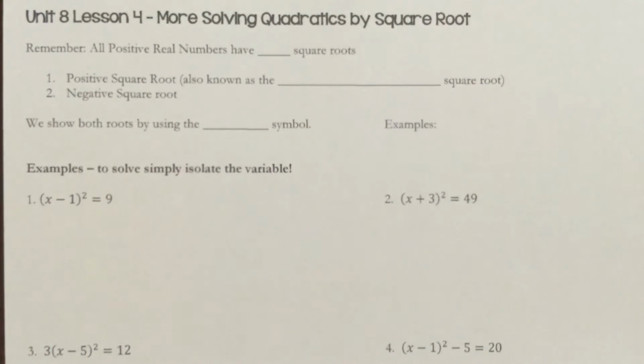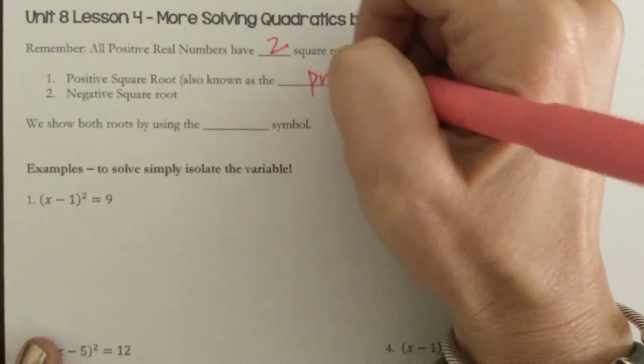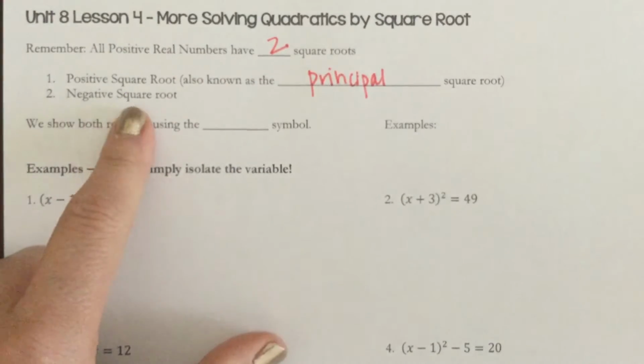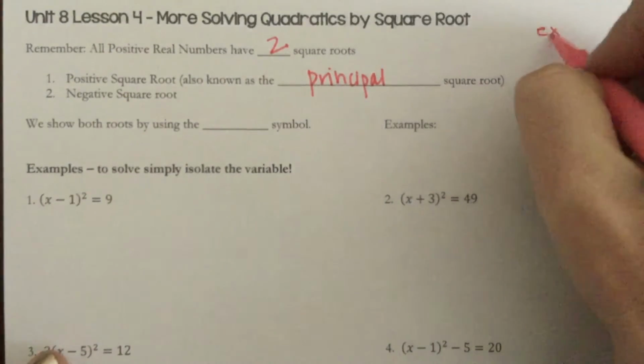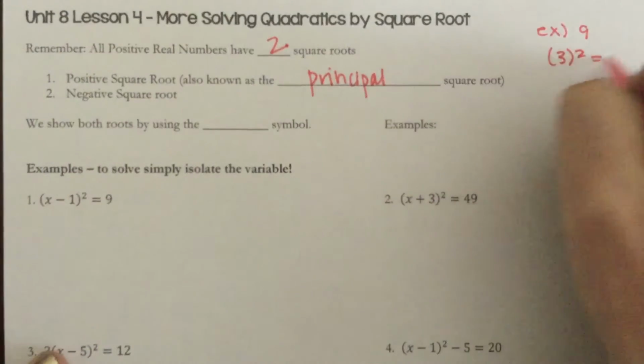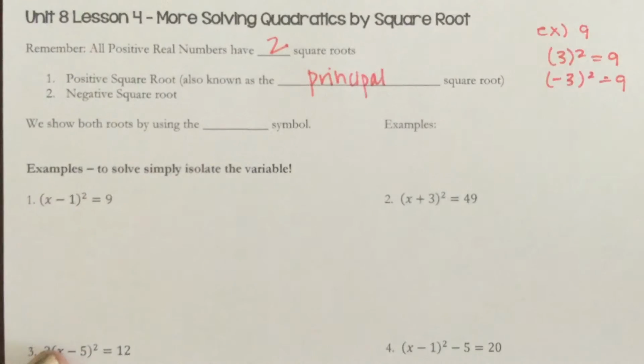Today we want to finish our conversation about solving quadratics by square root. If you'll recall from the video yesterday, all positive real numbers have two square roots. The positive square root, which we said was known as the principal square root, but also there is a negative square root. So for example, if we have the number 9, there are two different things that we could square to make 9. 3 squared makes 9, but negative 3 squared will also make 9.